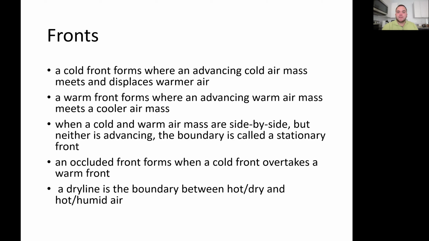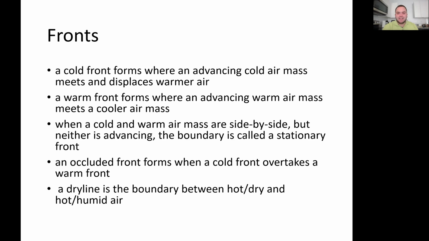But what happens when neither the cold air mass nor the warm air mass is advancing on the other? Well, when that happens, we have cold air right up next to warm air, but neither air mass is moving. We have a stationary front. The word stationary obviously means it's not moving or it's moving very, very slowly. An occluded front, which we won't talk too much about in this class, forms when a cold front overtakes a warm front, and you'll hear more about this when we talk about mid-latitude cyclones in the next video.